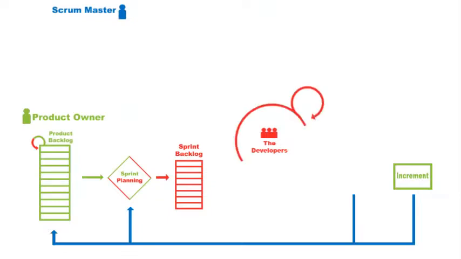The event in which the developers participate to synchronize their work is called the daily Scrum. This gives the developers an opportunity to inspect the work of the last 24 hours and adapt their plan for the next 24 hours.